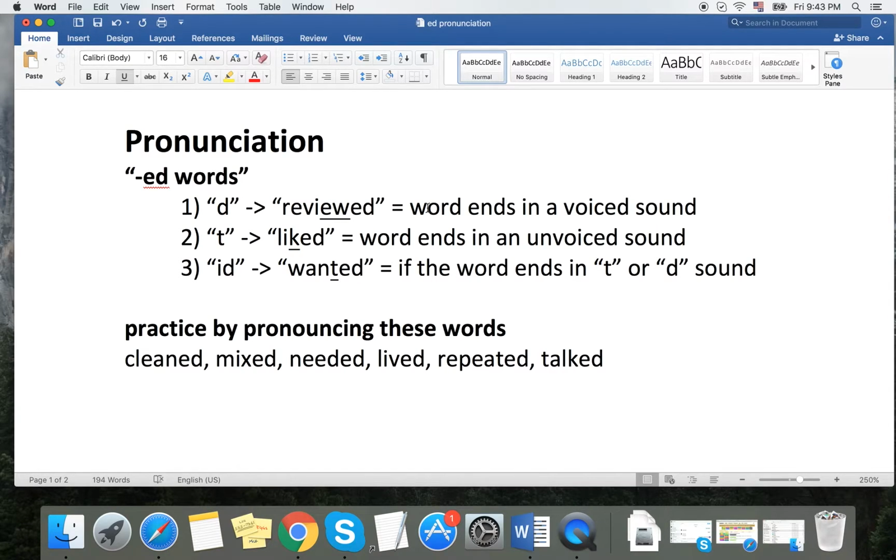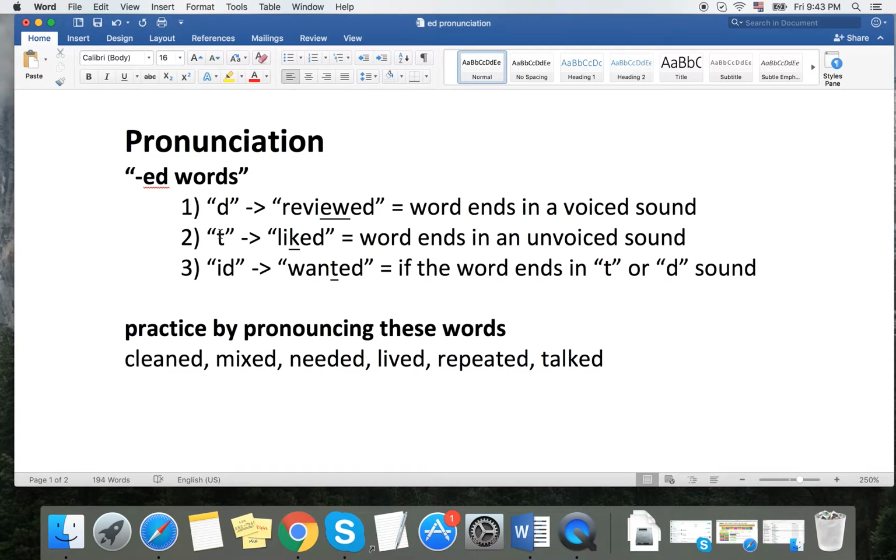So when a word ends in a voiced sound, then we use the d sound. So this would be reviewed. You can say you is a voiced sound, and the logic here is that d is also a voiced sound. So since you're already making that sound down in your throat, you're also making this sound down in your throat, and logically it just sounds better: reviewed.